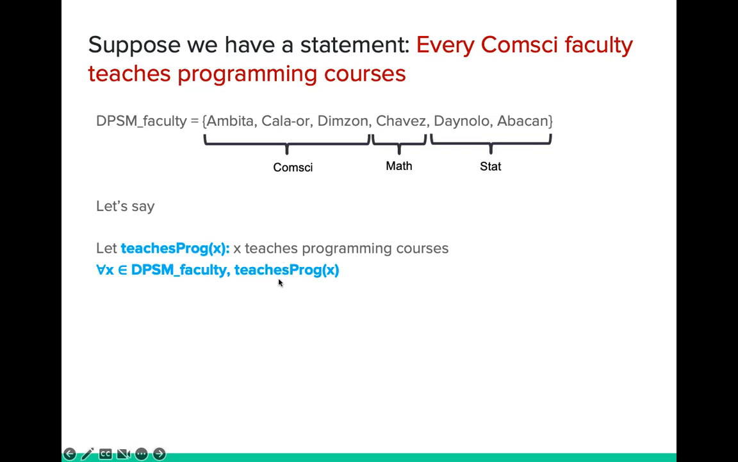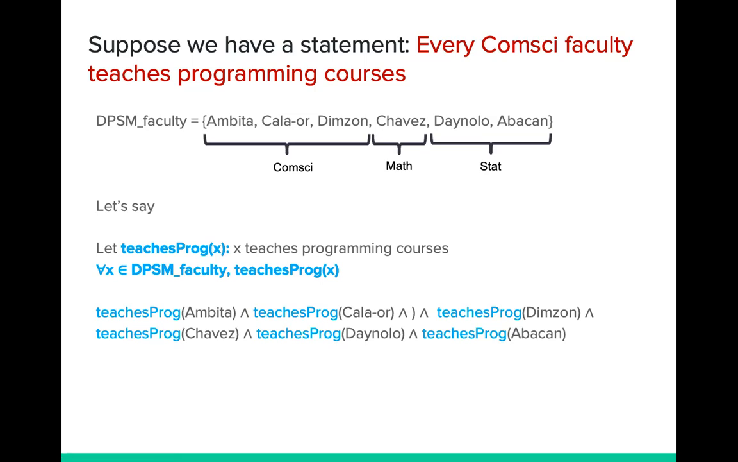X teaches programming. Since the universal quantifier is tied to conjunction, we can express it by simply plugging in every member of the domain DPSM faculty in the predicate TeachesProg of X and connecting them with AND. Then we can obtain a truth value for each. Since the ComSci faculty teach programming, like Ambita, Kalaor, Dimson, they will result to true, and the rest will result to false. So this whole expression, the universal quantifier for all X in the DPSM faculty, such that X teaches programming, will result to false.